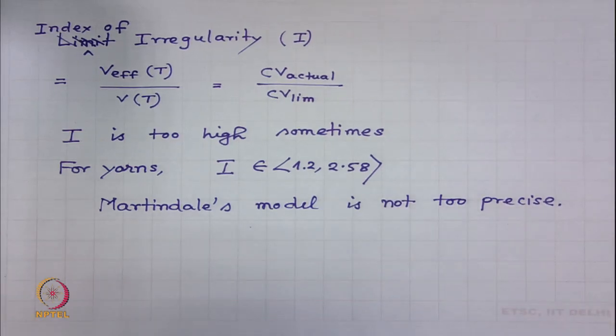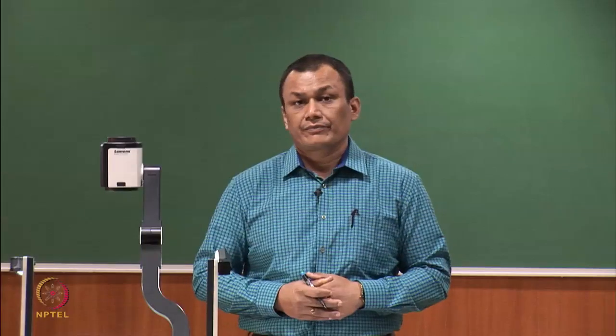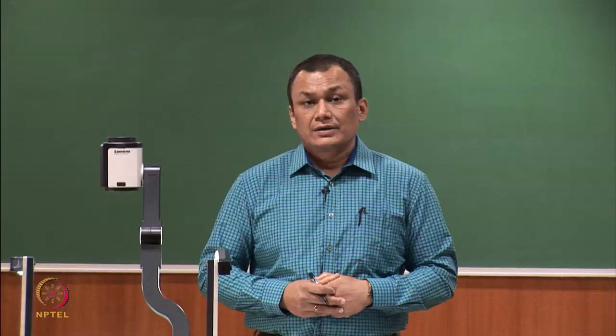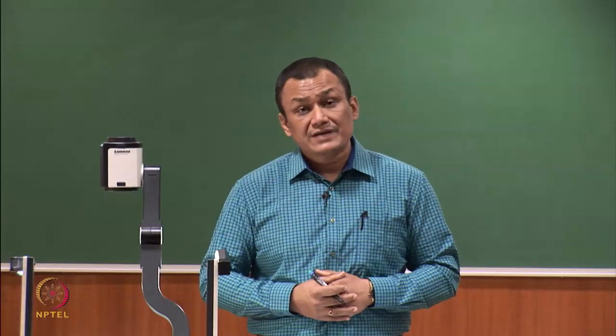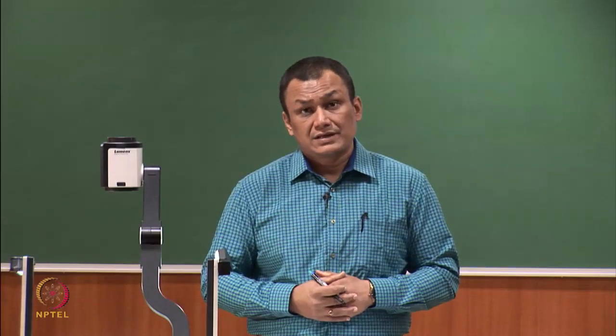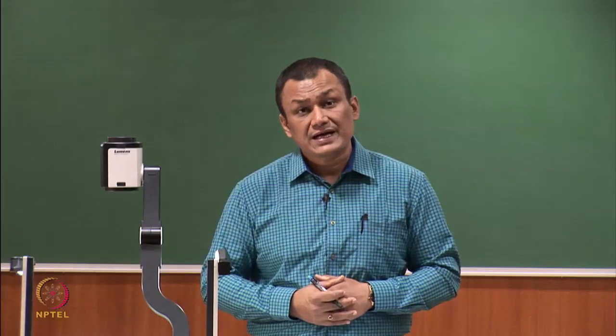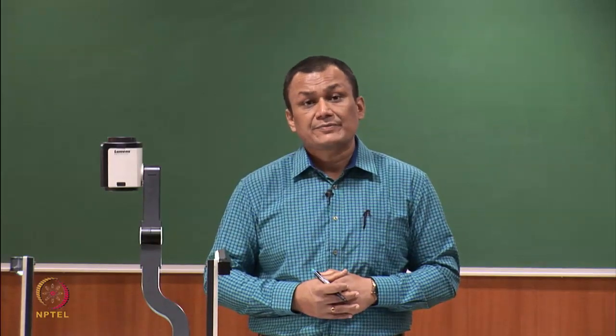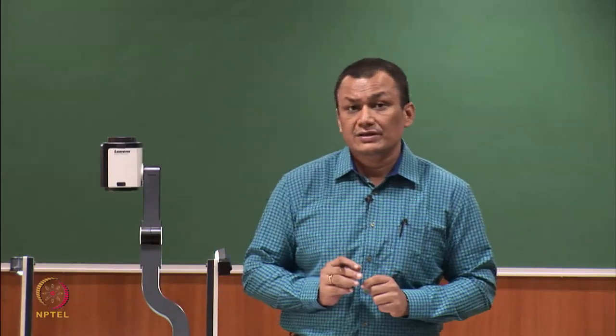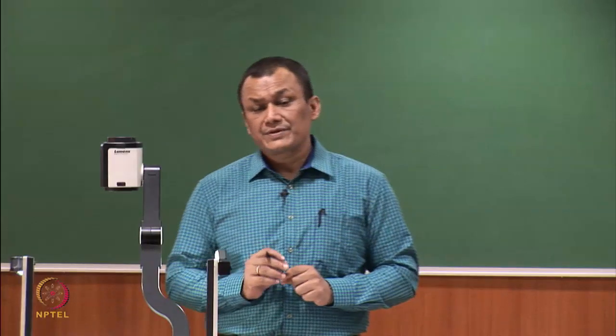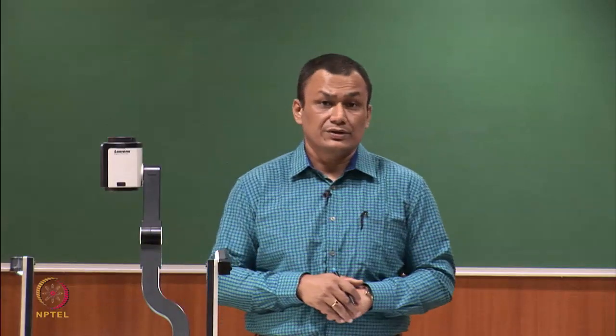Had it been precise, the index of irregularity would have come close to 1, but it is 2.58 times higher. Actual CV is 2.58 times higher than limit CV. That means there is something imprecise in Martindale's model.